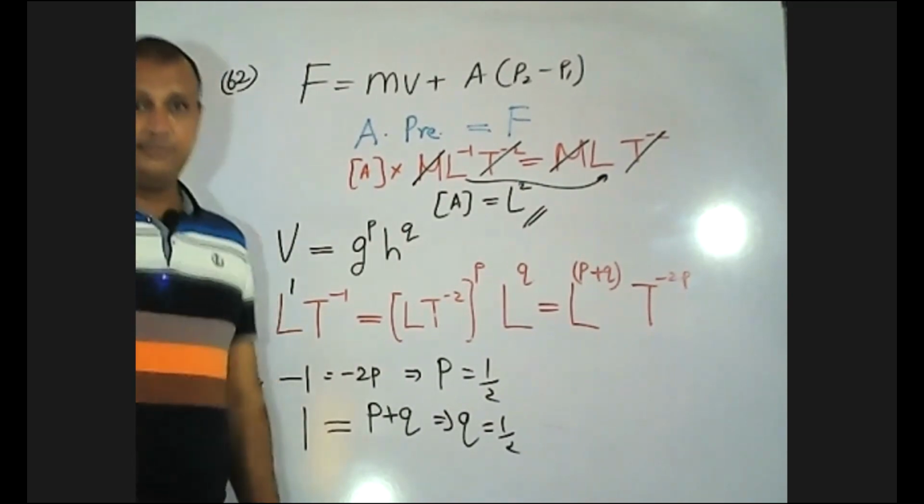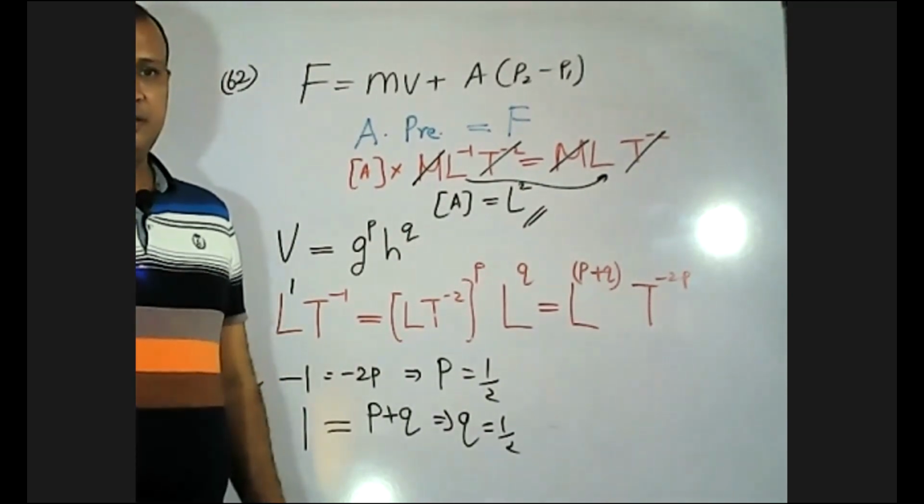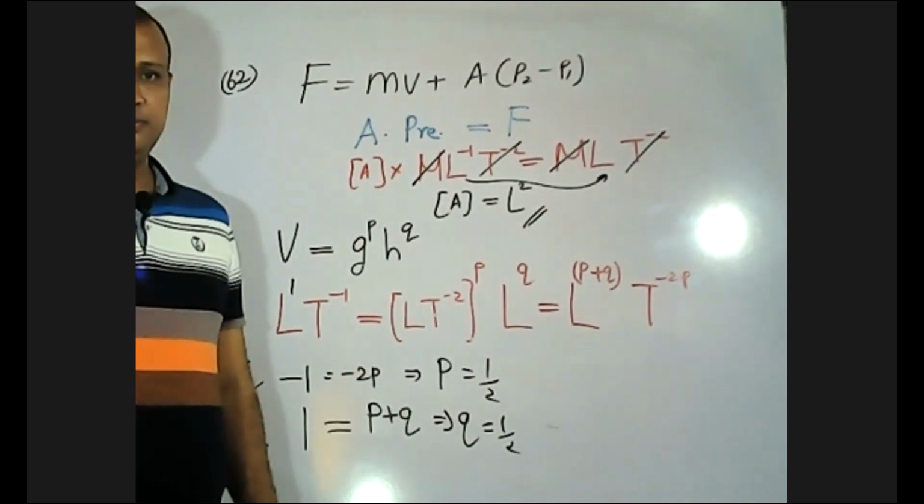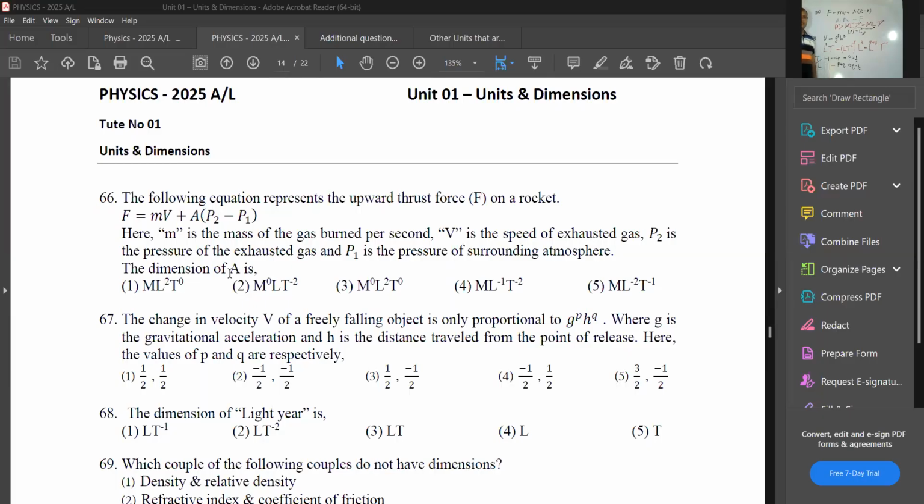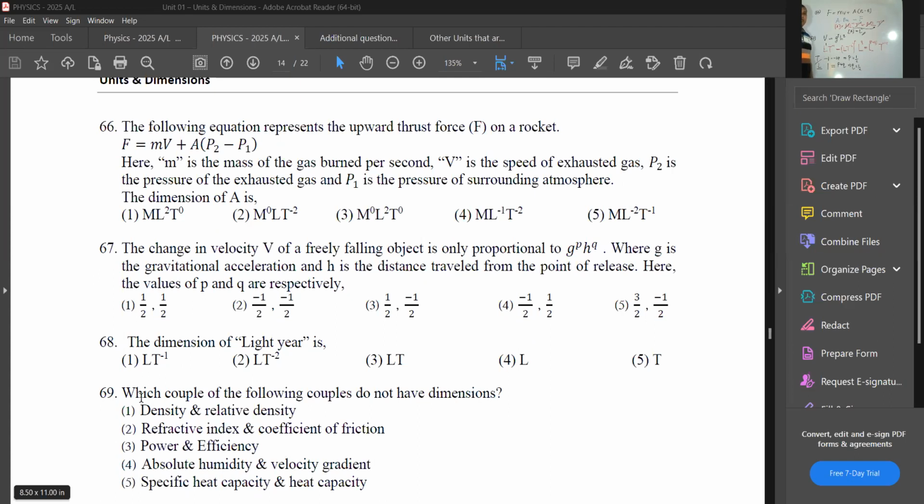68. What is the answer? Very famous question. Yes. Light years. We use light years to measure distance, no? Therefore, the dimension of light year should be equal to the dimension of distance. That means L. So the correct answer is fourth one, L.